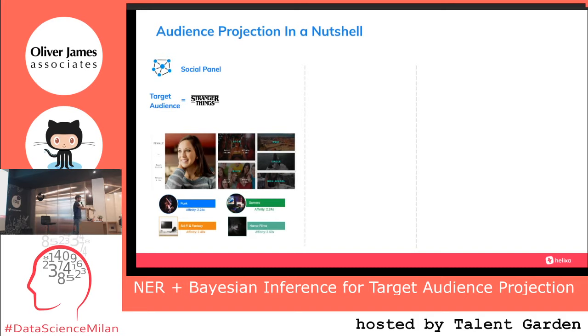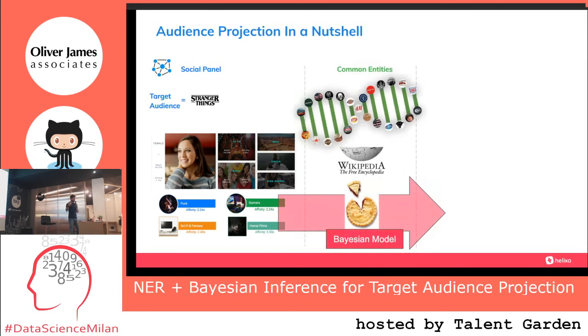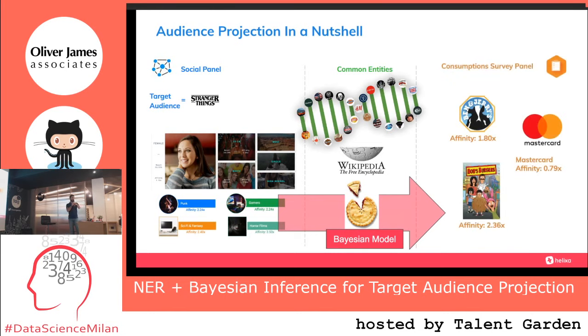Okay, let me recap. In a nutshell, audience projection is: start with the source domain, which is the social panel in this example, and you get as much information as you can from the individual dataset. Okay? Just a standalone dataset. Then extract the common entities, link them together with Wikipedia, calculate some statistics about those common entities, that is the evidence, feed everything into this Bayesian model, and get out the insights in the destination domain. This is, in a nutshell, what audience projection is about.